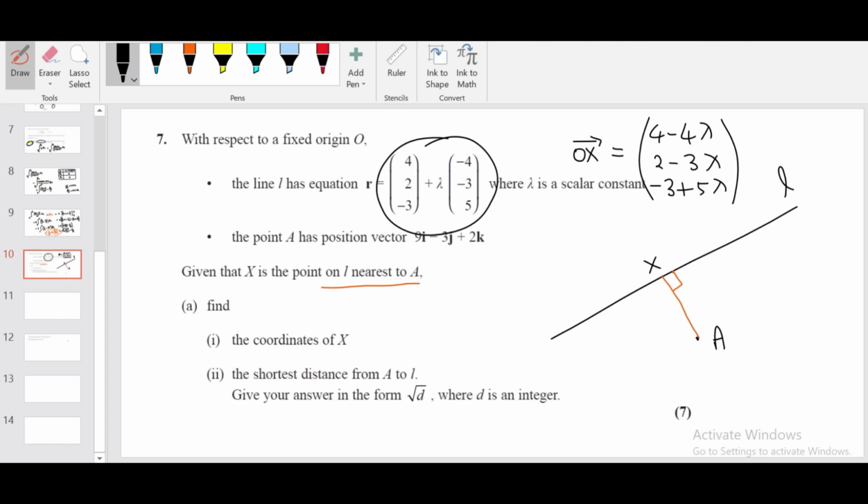That's the position vector of X. But you write this, that's not the one you are to find here. They want you to find the actual coordinates, not in terms of lambda. So that's when we use this condition: the AX vector is perpendicular to the line. If two vectors are perpendicular, the scalar product or the dot product of these two vectors is 0.